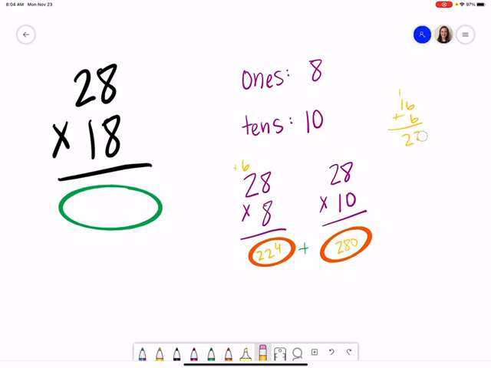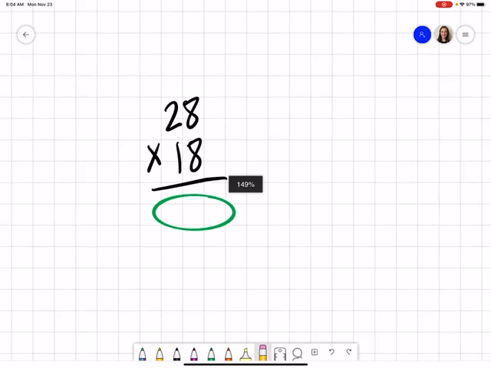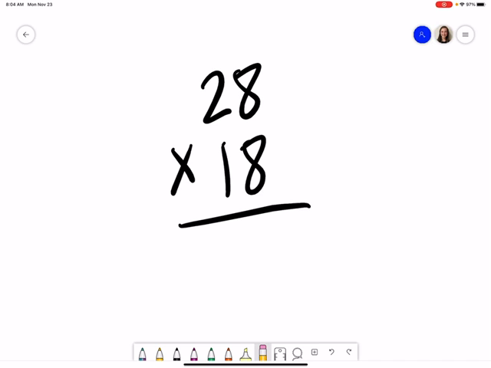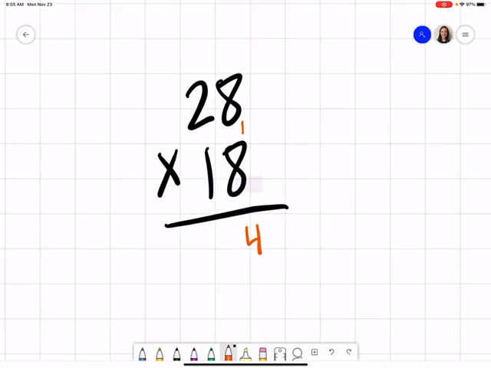Okay, but I want to teach you this way, okay? Because I want you to be able to know how to do it this way. So we know one strategy. We can break it down into its ones and tens and then add the ones and tens. If we had hundreds, we would break it down into ones, tens, and hundreds. Okay, but we're going to do this, okay? So remember I said that we need to multiply each place value. Okay, so first we're going to start by multiplying ones times ones. 8 times 8 is 64.